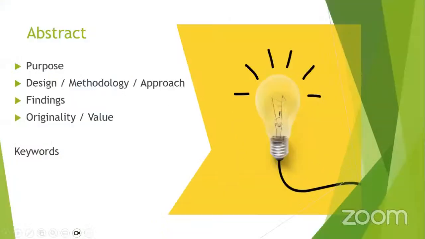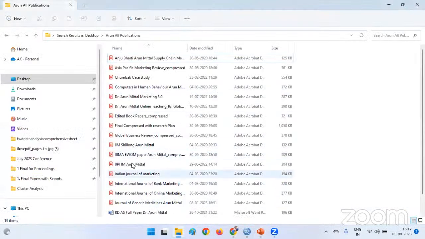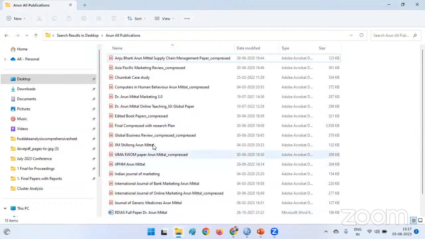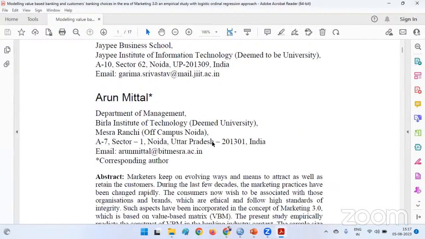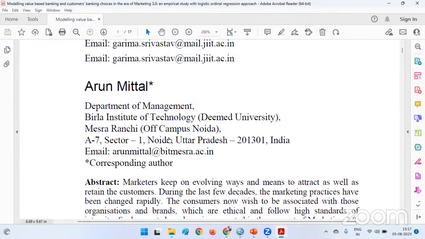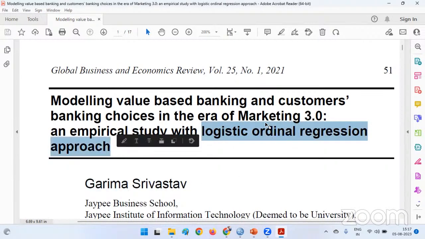So I was showing you a research paper with a very good abstract written. So this is my latest publication of 2020, 2021. Yeah, this one. So what we do is we write like this. The title is Modeling Value-Based Banking and Customers' Banking Choices in the Era of Marketing 3.0, an empirical study with logistic ordinal regression. So you see it's a Scopus indexed paper. I have given the name of the statistical technique in the title itself.